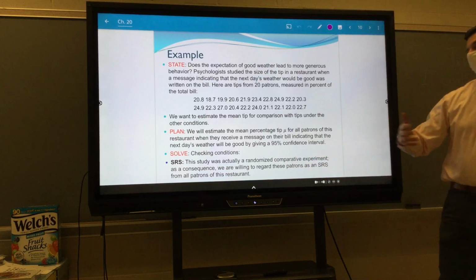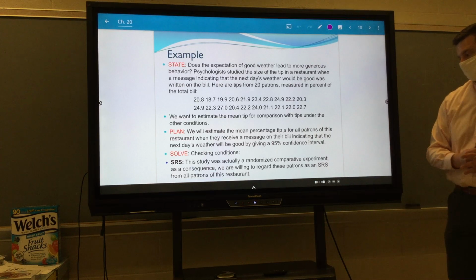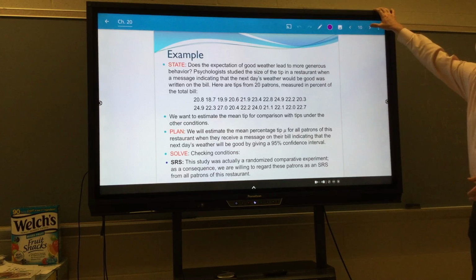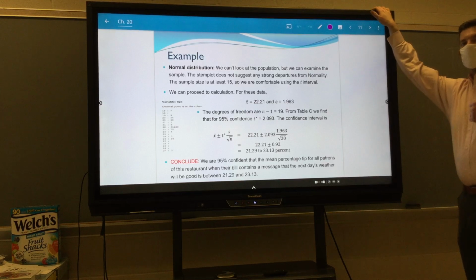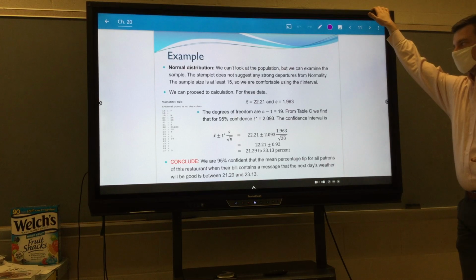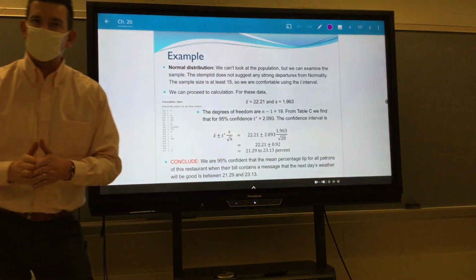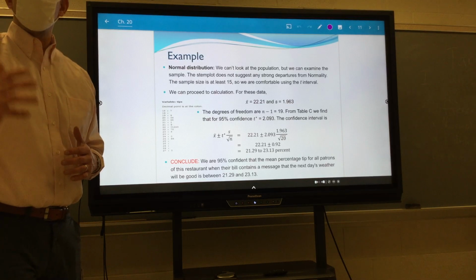It says that this was a randomized comparative experiment, and as a consequence, we are willing to regard these patrons as a simple random sample. All right, so they're randomly obtained. Going ahead here, we need to verify the normality of this. Okay, we can't look at the population of all restaurant tippers. However, we can examine the sample. So you're going to see some of the things we talked about at the very beginning of the year start to come back as quick checks of conditions for us.